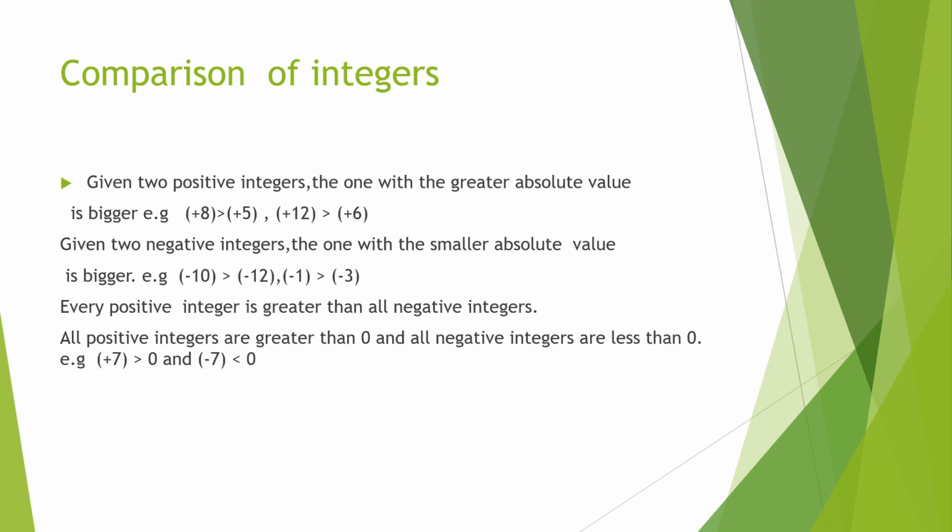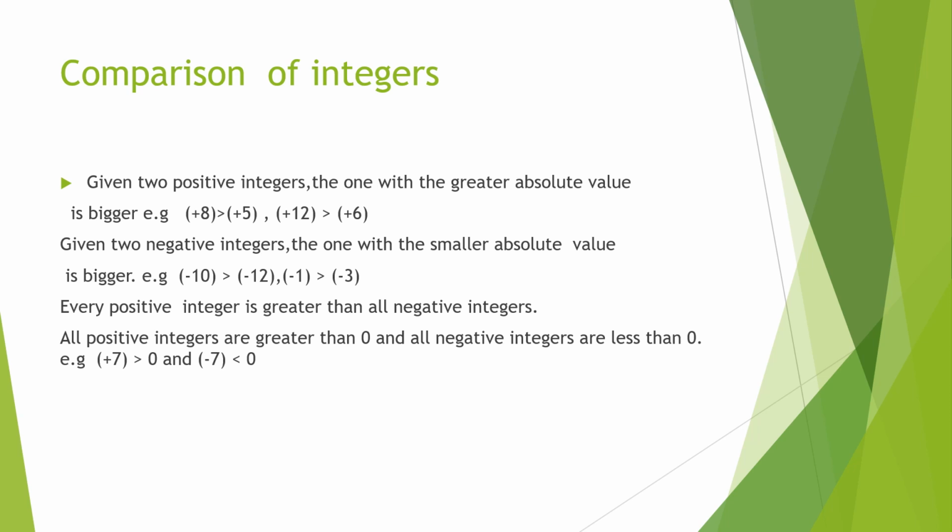So if we are given two negative integers, the one with the smaller absolute value is bigger. So if we have to compare two negative integers, the integer which has the smaller absolute value is the bigger one. For example, if we take minus 10 and minus 12, minus 10 is having the smaller absolute value, so it is the bigger one. So we can say minus 10 is greater than minus 12.